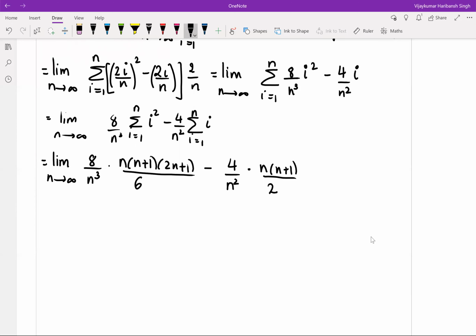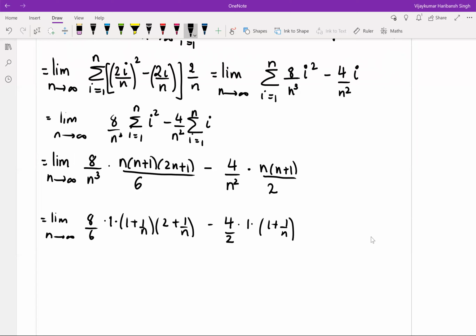Now we'll try to take this limit. First we'll simplify it a bit. n going to infinity, 8 by 6. Now I have n cube here, I'll distribute it to each n. So n by n, which is 1, 1 plus 1 by n, and then the third n will go in, and we have 2 plus 1 by n. Similarly, here we'll have 4 times 1 divided by 2. This 2 will come here, 1 plus 1 by n.